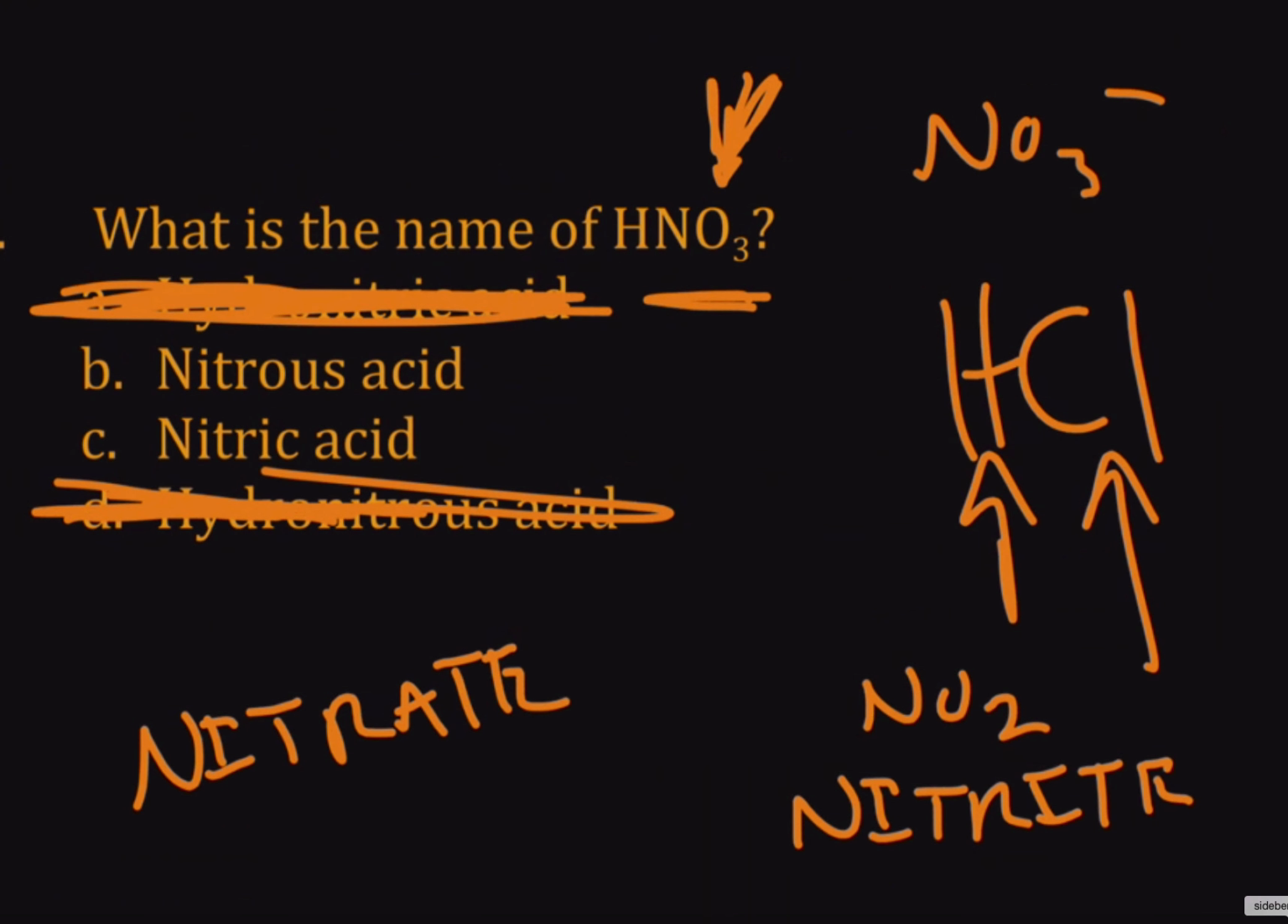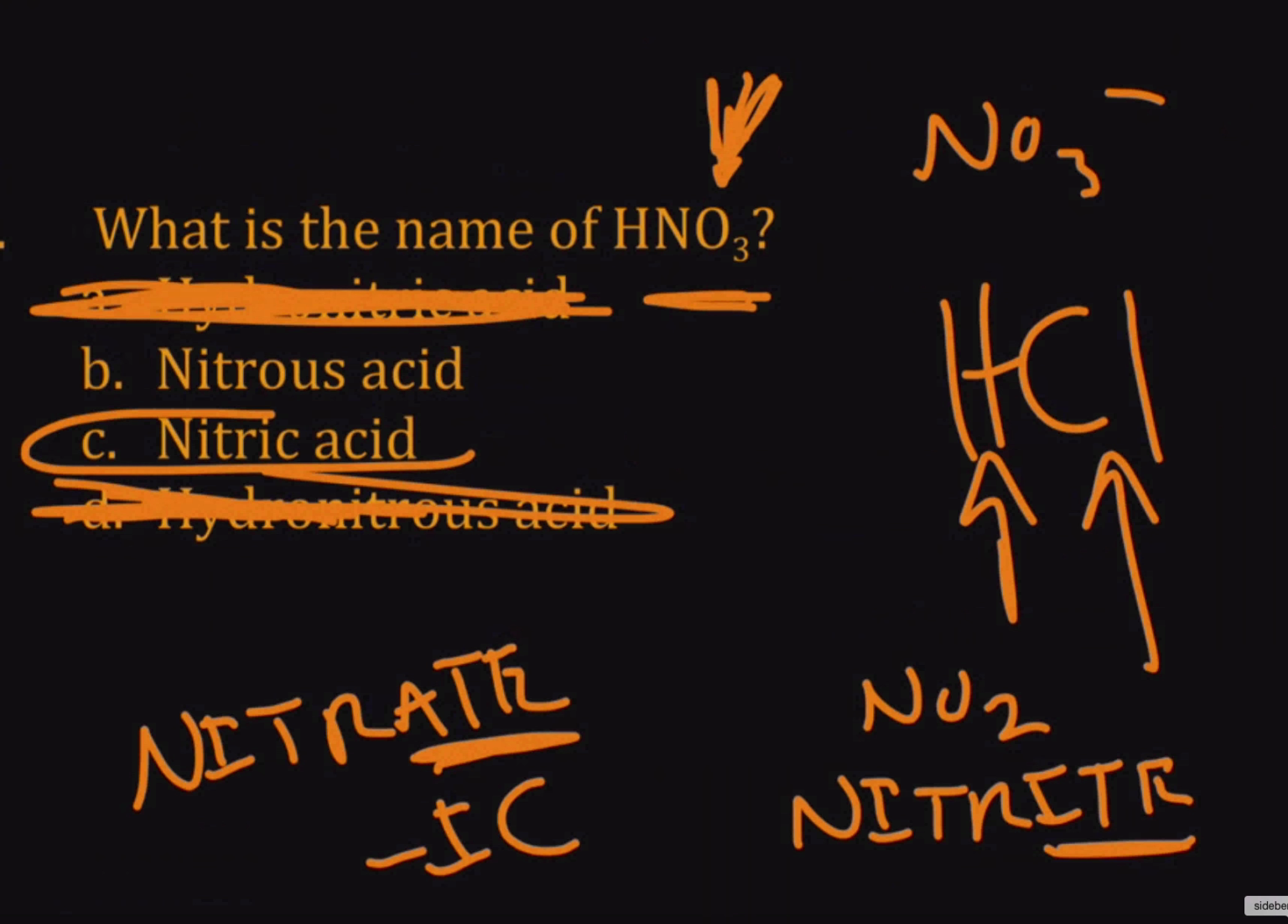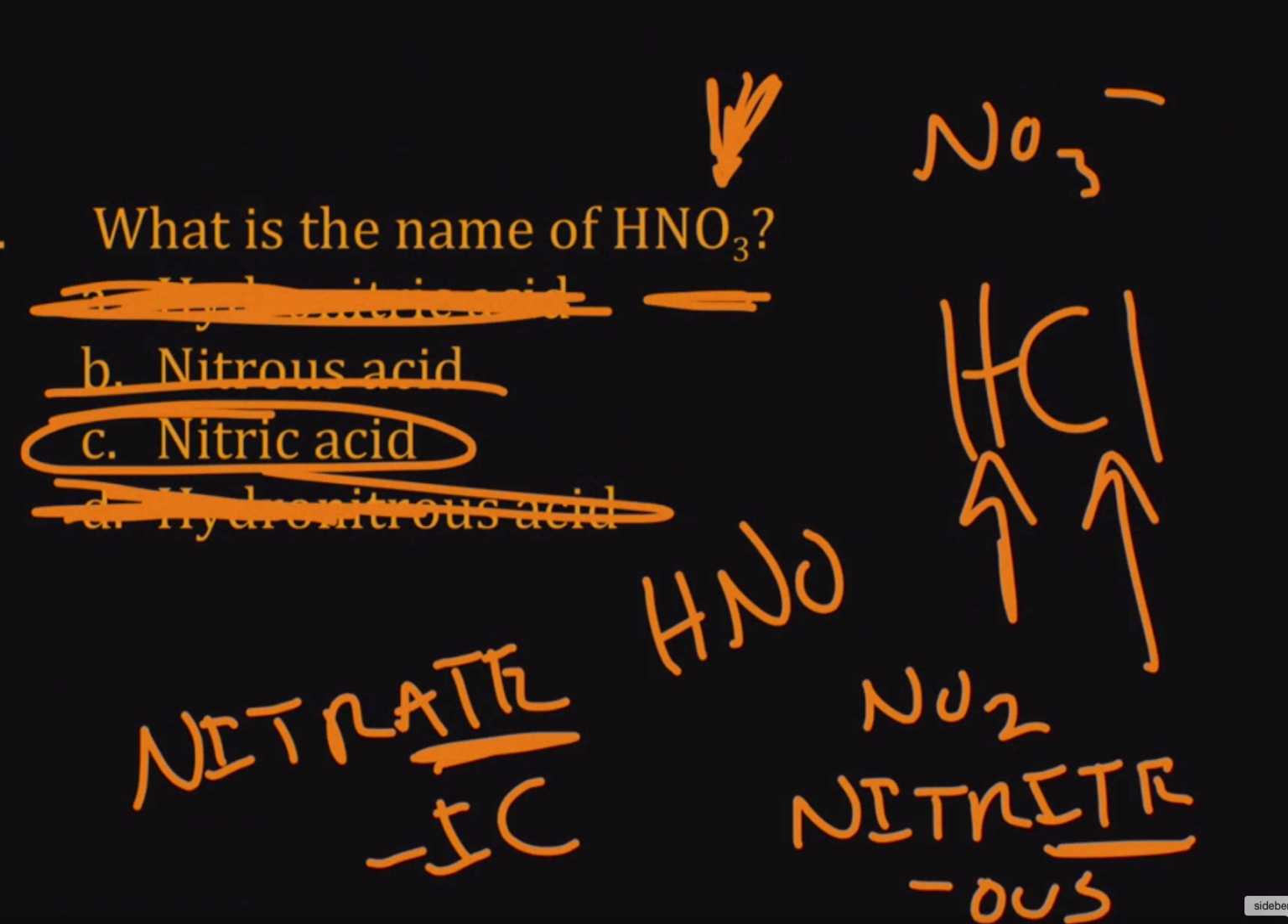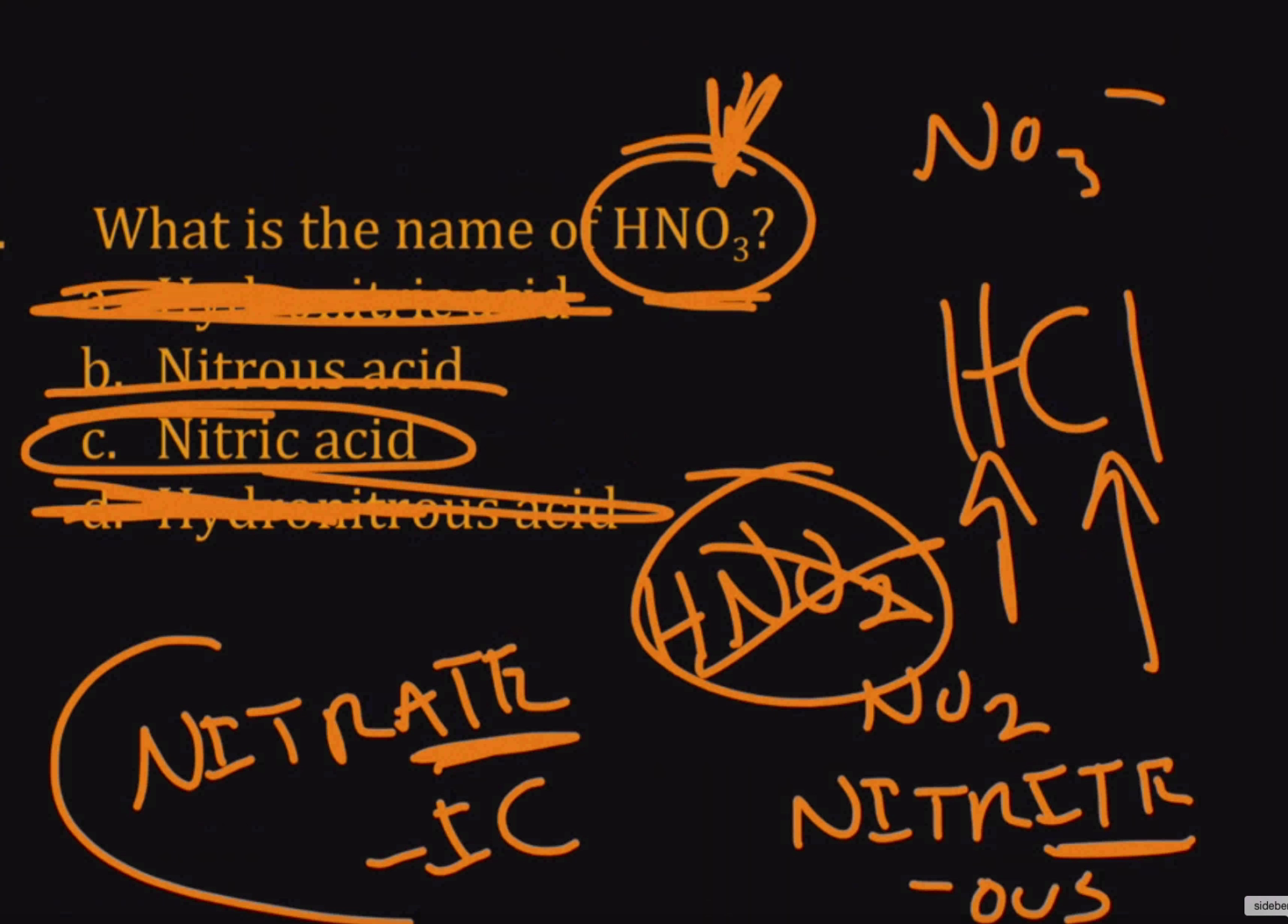The other part is the decision between nitrous or nitric, which has to do with the ending of the name of the polyatomic ion. Anything that ends in ATE becomes IC. So that tells us this is going to be nitric acid. If it ends in ITE, it becomes OUS, or it would be nitrous. So HNO2 would be nitrous acid, but that's not what we have. We have HNO3, which is nitrate, which we turn into nitric. That's the name.